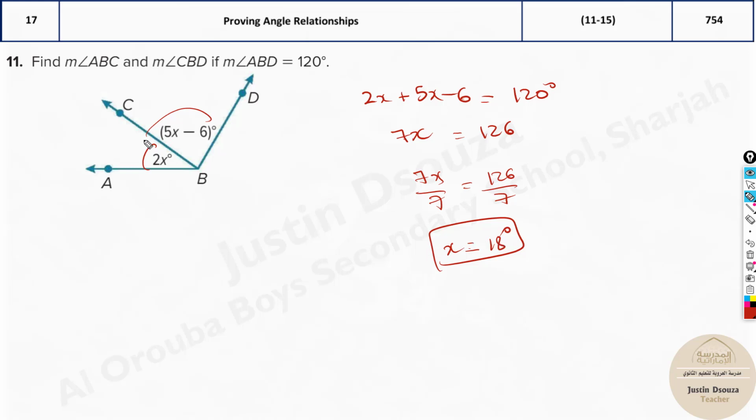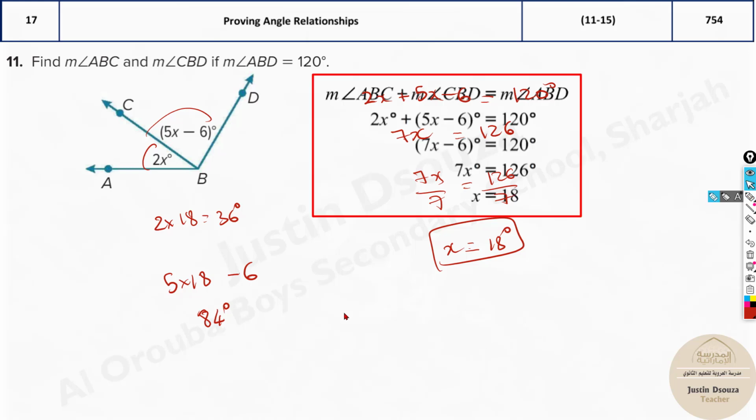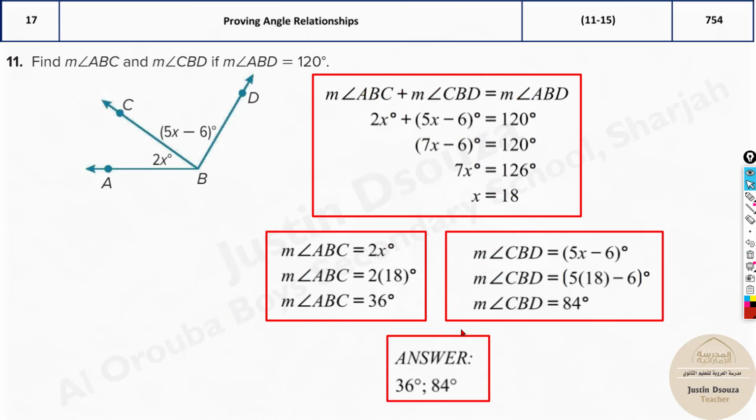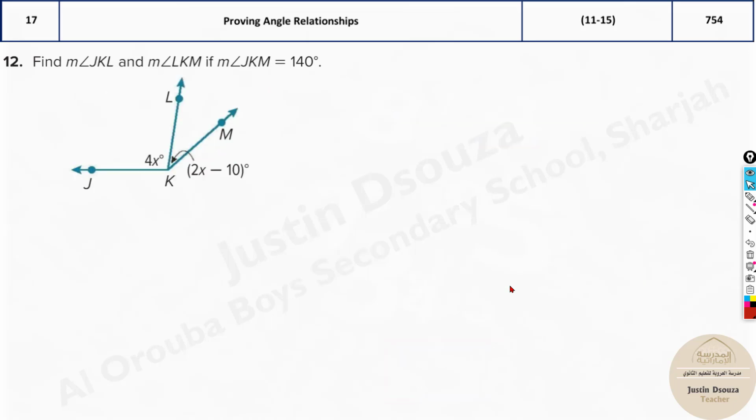Now if we found the x value, can we find what ABC is? Yes, 2 times 18 is 36 degrees. What about this? 5 times 18 minus 6. So 90 minus 6 will be 84 degrees. So these are the answers, 36 and 84 degrees. Pretty straightforward if you just know the simple things. If you add them up, this is the answer. Solve for x and substitute to get the other answers.